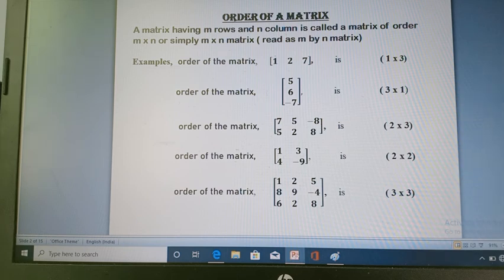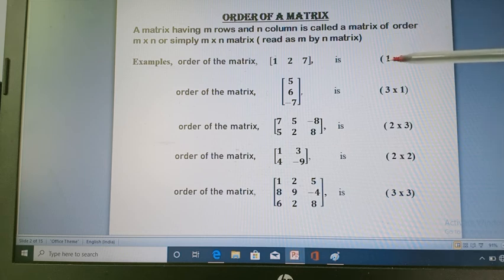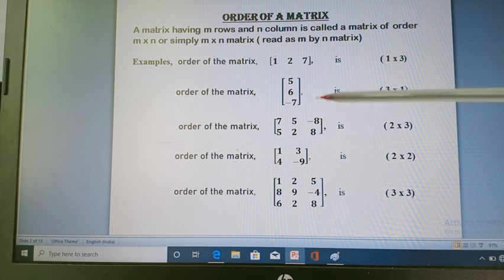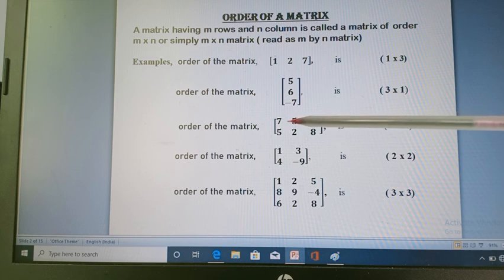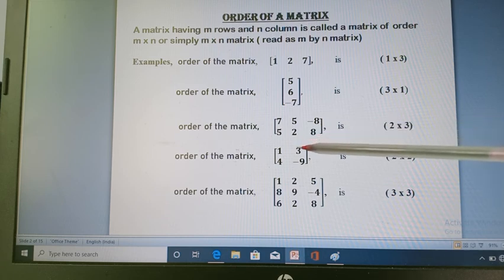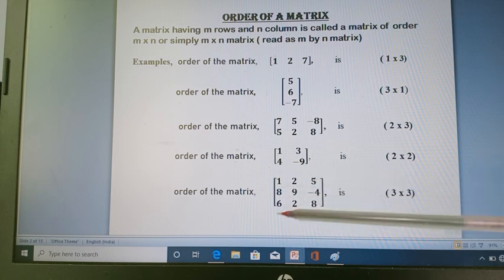You can see in this matrix there is only one row but three columns. So the order of this matrix is 1 by 3 or 1 cross 3. First we read the number of rows and then the number of columns. Second one, you can see the number of rows is 1, 2, 3: 3 rows and 1 column, so 3 by 1. Third one, 2 rows and 3 columns, so 2 by 3. Then 2 rows and 2 columns, 2 by 2. Then 3 rows and 3 columns, so it is a 3 by 3 matrix.